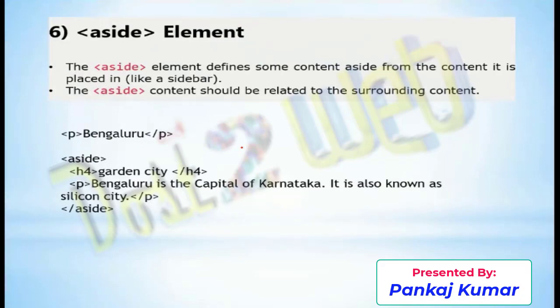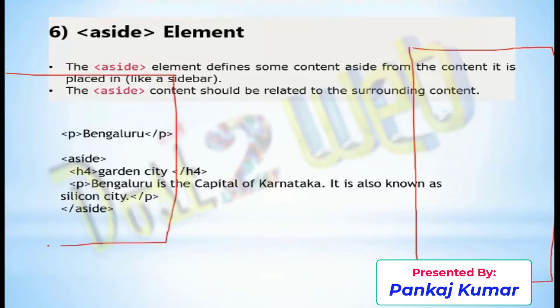If you want to use aside, what is the aside? The aside element defines some content placed aside from the main content. You have seen on some websites, some content appears in a side section. Suppose this is your output, and you have something here, or something like this content. This is actually called a sidebar, so the content we place as a sidebar is called aside.